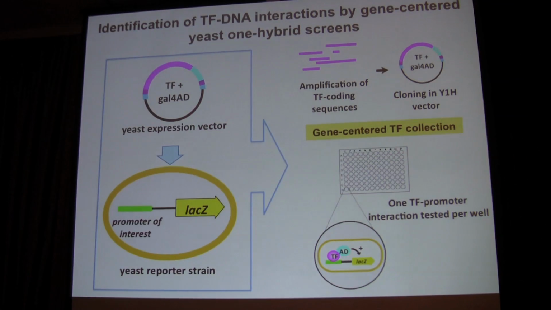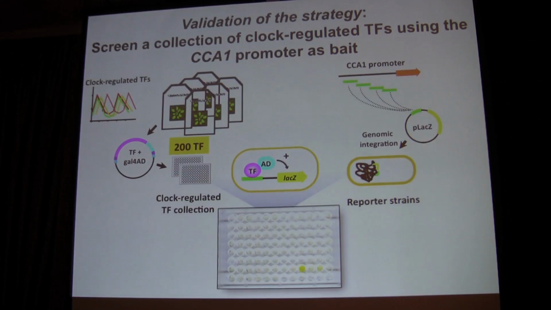So in each well, we are testing one single pairwise combination between transcription factor and promoter bait. As a way to validate this system, and because there are so many transcription factors encoded in the Arabidopsis genome, what we decided to do was to create a small collection of transcription factors. We created a collection of 200 transcription factors whose expression is regulated by the circadian clock.